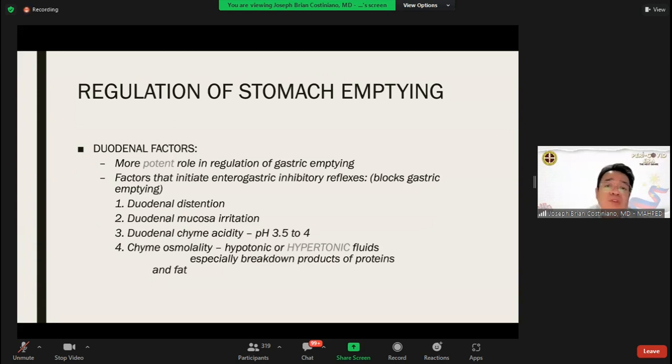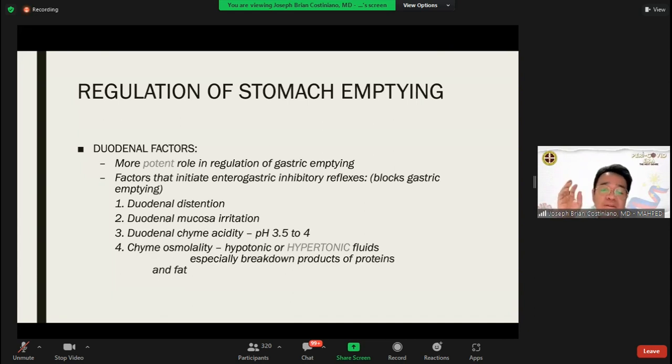Now, when you talk about gastric emptying, the one that plays a more potent role in regulation of gastric emptying is actually your duodenal factors. It's not your gastric factors. It's your duodenal factors. Why? It's your duodenum that tells you na, oy, close mo muna, wag ka munang maglabas ng pagkain. So if you have duodenal distension, kasi puno pa yung duodenum mo, of course, it will block gastric emptying. Sasabihin niya stomach, huwag ka munang maglabas dito, puno pa ako eh.